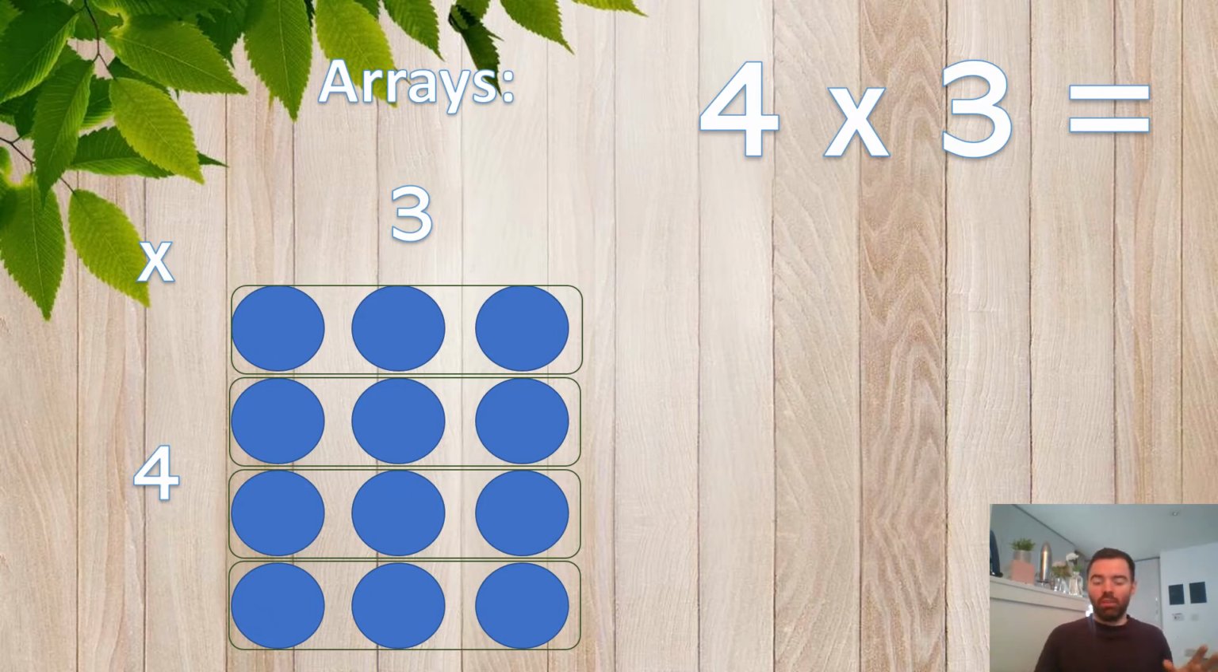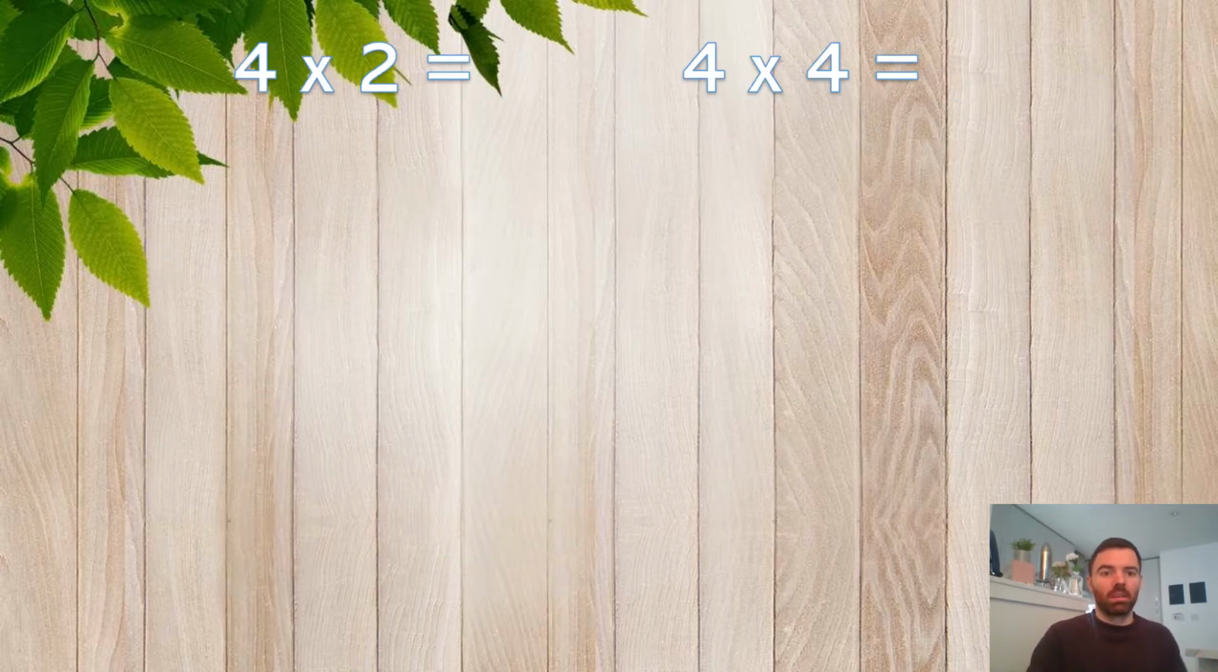And we've drawn arrays a lot, so what I'd like to do now is, I know we haven't even looked at the 4 times table, but pause the video. Could you draw as an array 4 times 2 and 4 times 4? Give it a go.